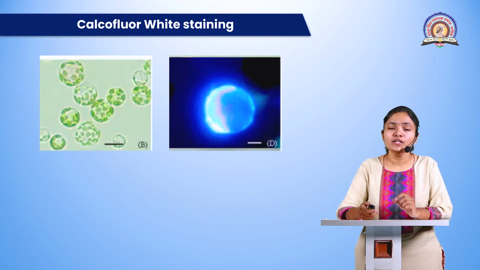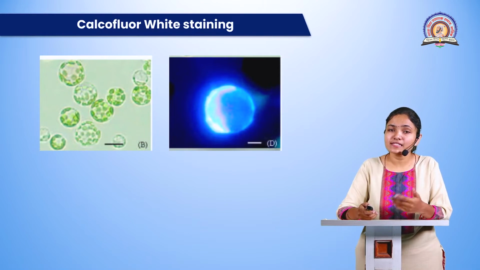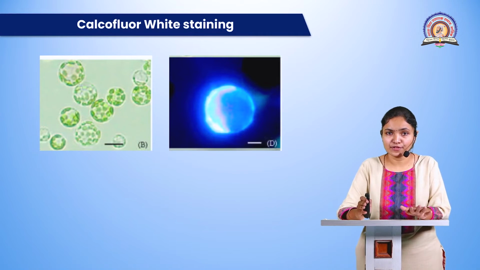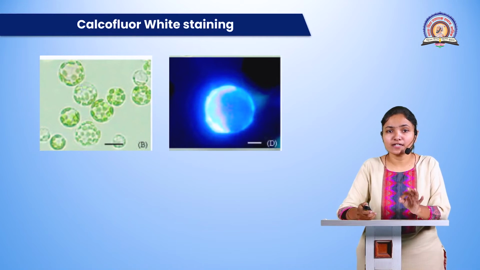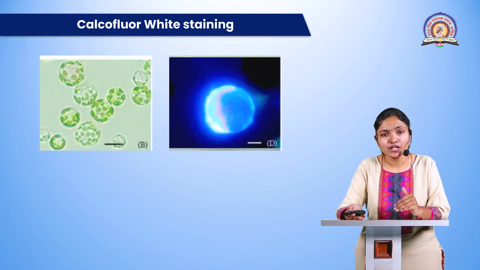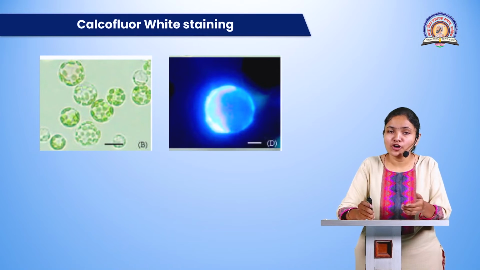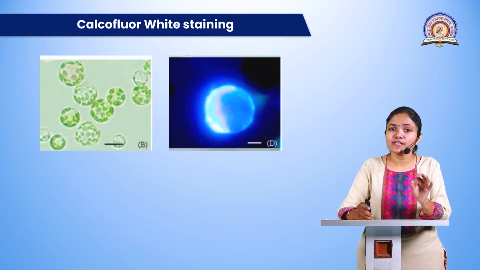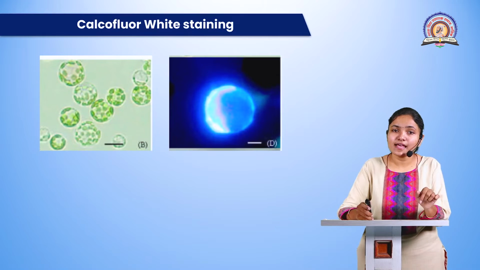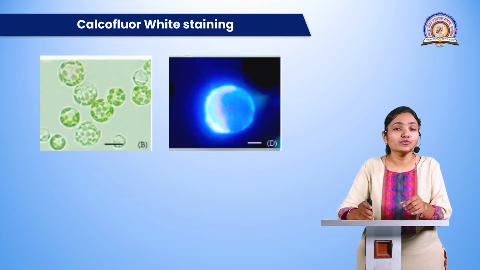So let me tell you, the protoplast which is synthesizing the new cell wall is alive, and within this new cell wall we have beta linked glycosides. So Calcofluor White stain will interact with the beta linked glycosides which are only present in the living protoplast, or in a protoplast where it is trying to synthesize the new cell wall. So whenever the new cell wall is synthesized, it will show you some kind of fluorescent ring.